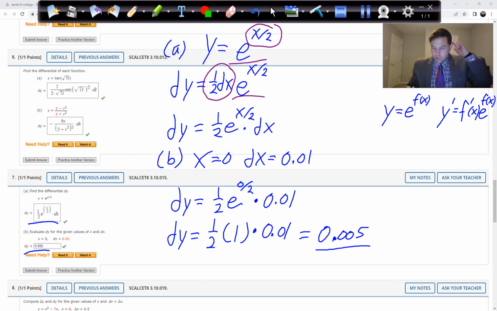Okay, so in that one, they just want us to substitute in some numbers for this particular equation that we derived for problem 7.